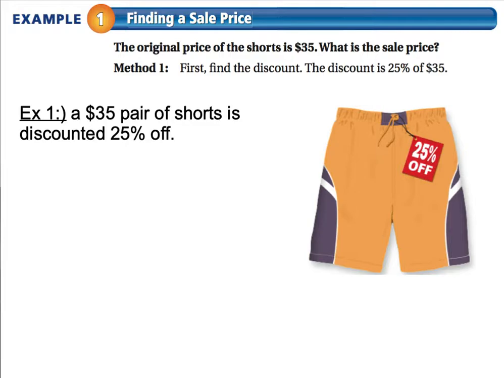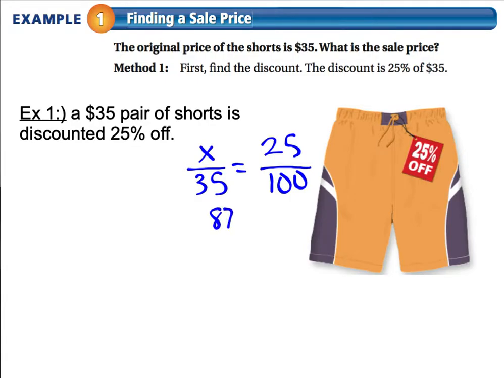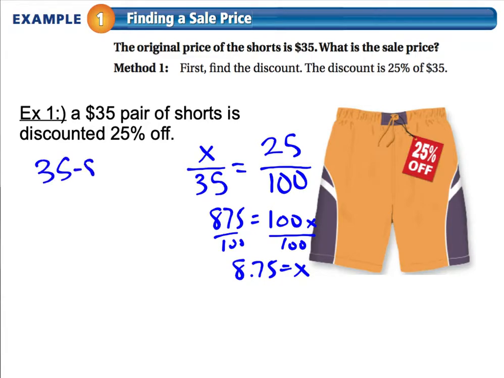Okay, first we need to find 25% of $35. This can be done either with the percent proportion or the percent equation. I'll go ahead and demonstrate with the proportion first. It's a $35 pair, and we need to figure out how much the discount is. Cross multiplying here, we get 875 equals 100x. When you divide by 100, you get $8.75 is the amount of discount. So you take $35 and subtract the 8.75. So $35 minus $8.75 of the discount gives you a price of $26.25.